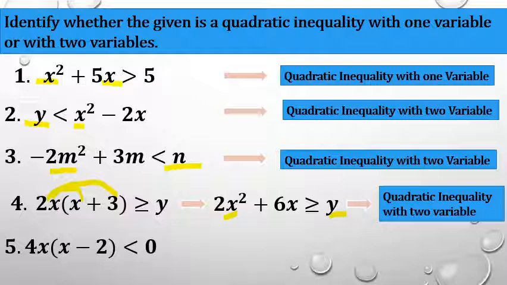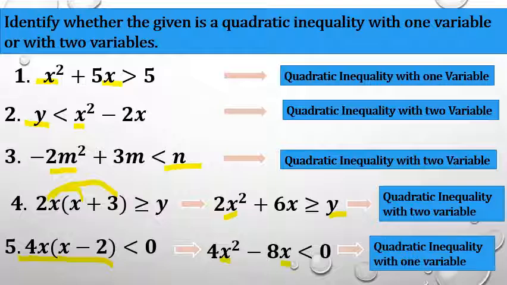Number 5, 4x times x minus 2 is less than 0. So, ngayon naman, i-multiply natin to. We have 4x squared minus 8x is less than 0. Ilang variables ba meron? Meron lang tayong isang variable. Yun ay x. Ibig sabihin, ang given ay quadratic inequality with one variable.